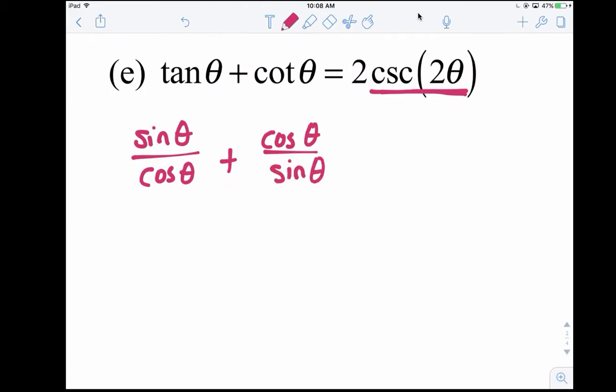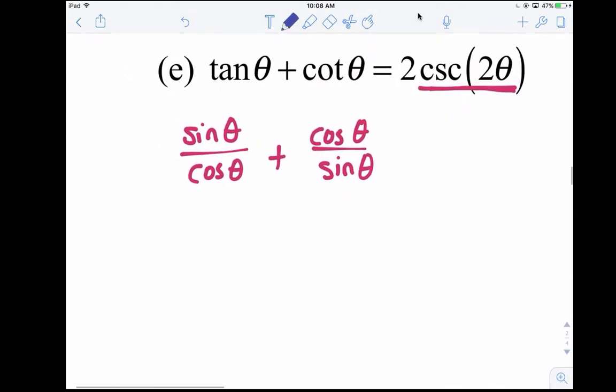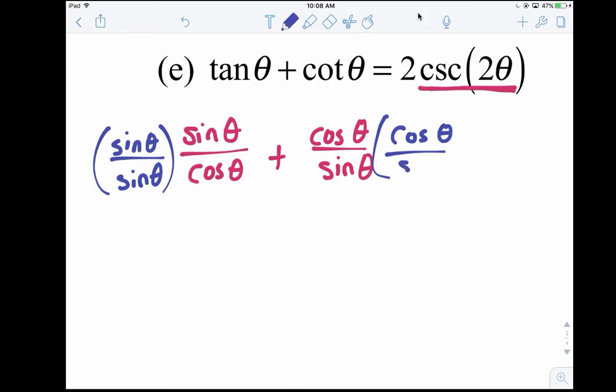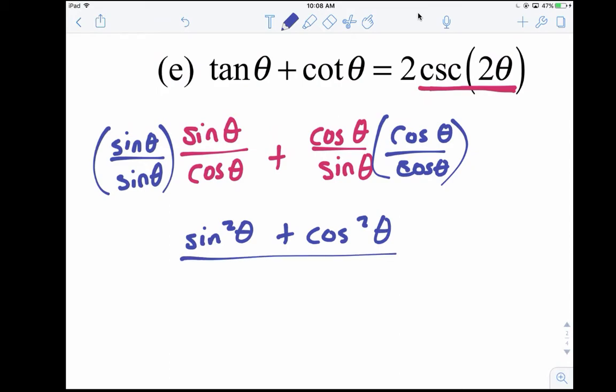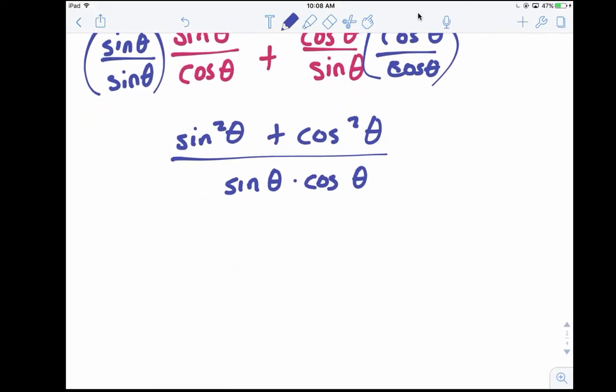All right, and then going from there, you want to get a common denominator, so you're going to multiply the first term by sine and the second term by cosine. Okay, so that's going to give you sine squared plus cosine squared over sine times cosine. All right, and you guys know sine squared plus cosine squared is 1.